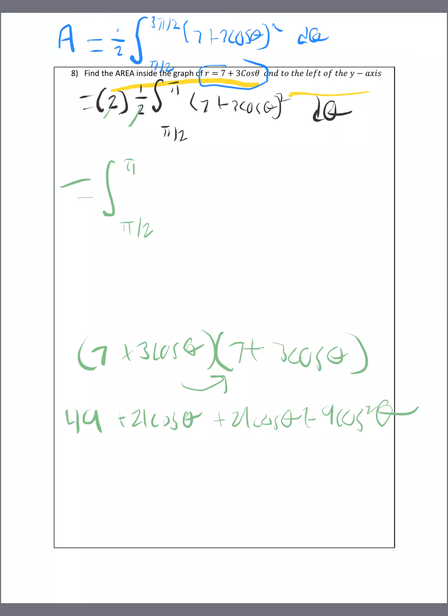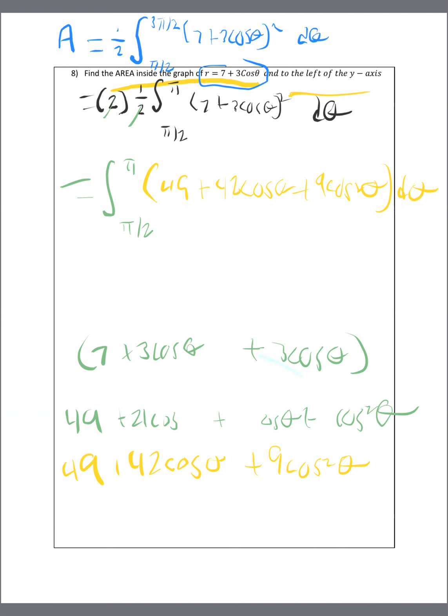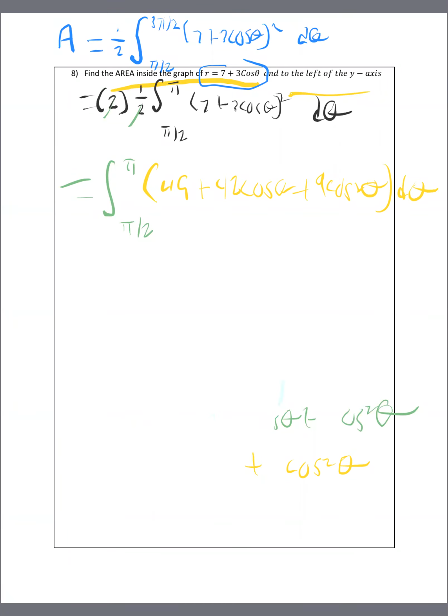And your final thing of this, which is not necessary, since you can probably do this in your head, but in case it's easier for you this way, you end up getting this. And this is what we need to integrate right over here: 49 plus 42 cosine of theta plus 9 cosine squared of theta, with respect to d theta. And this is where it does get a little bit tedious with the integration and the simplification. This is also where I want to introduce two very important identities that you guys are going to be using 24/7 with this particular unit.